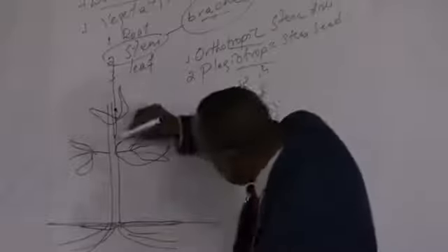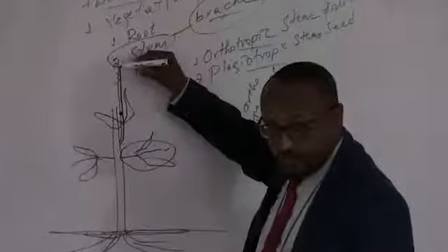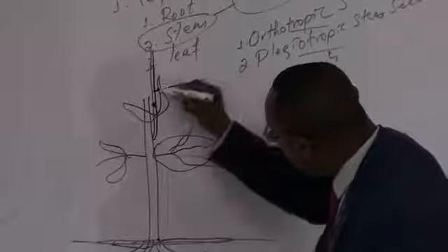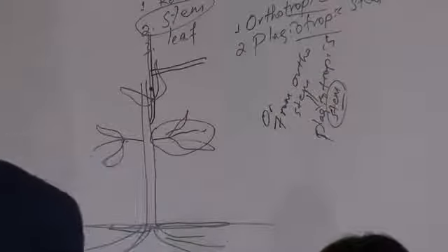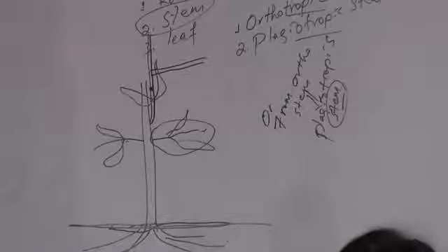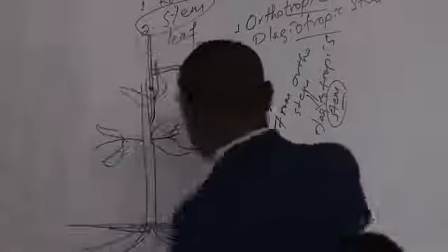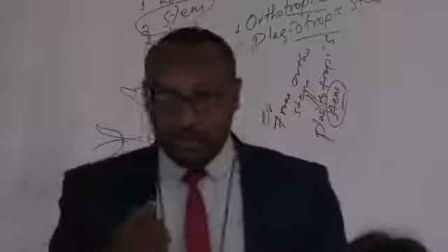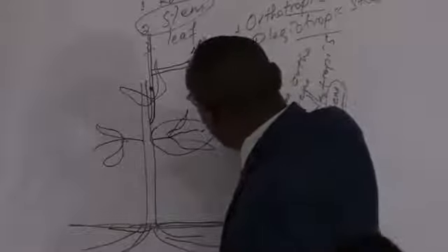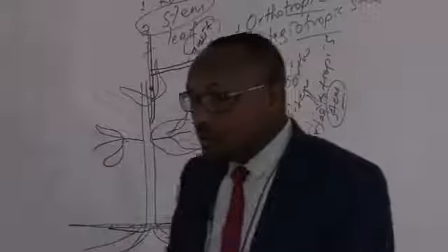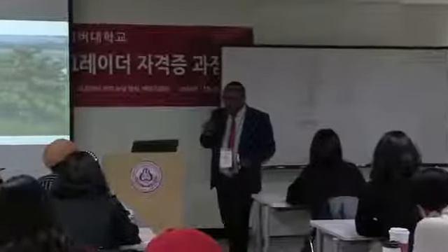That means this is, we have said, an orthotropic stem. So from this orthotropic stem, you'll find what? Plagiotropic stem. So the role of the orthotropic stem is to give what? The plagiotropic stem. The secondary stem or the horizontal stem will be grown from the orthotropic stem. This plagiotropic stem also has its role in coffee production. You will get the fruit. The fruit is grown on the plagiotropic stem.